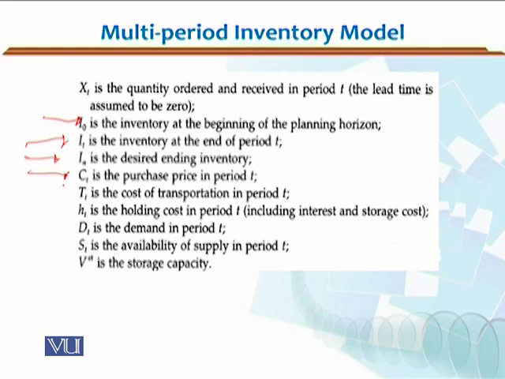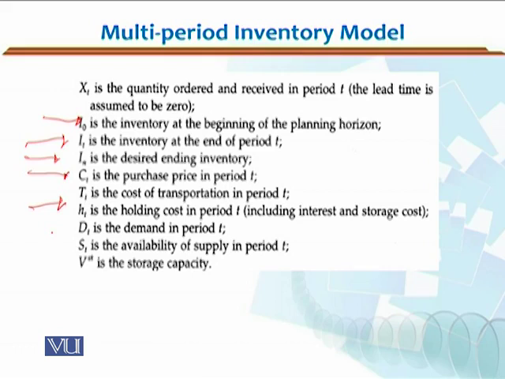Then we have T_T, with the subscript T representing the time period here, which is the cost of transportation in period T. Then H_T, the holding cost in period T, including interest and storage cost. It can differ from period to period. That means my holding cost in period T minus 1 might be different from the holding cost in period T, which could be different from period T plus 1.